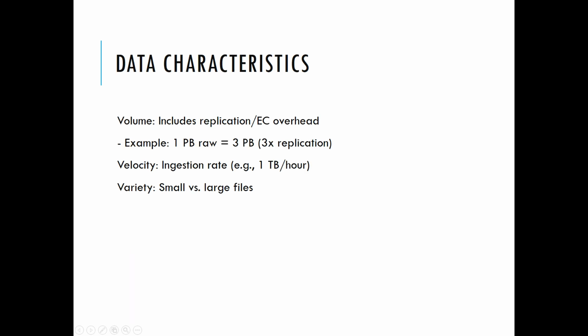Next, examine the 3 V's: volume, velocity, and variety. For volume, remember replication or erasure coding overhead. 1 petabyte of raw data stored with triple replication suddenly becomes 3 petabytes on disk. Velocity measures ingestion rate, perhaps 1 terabyte every hour. Variety captures file size distribution. Many small files hurt name node memory, while very large files influence block size decisions.